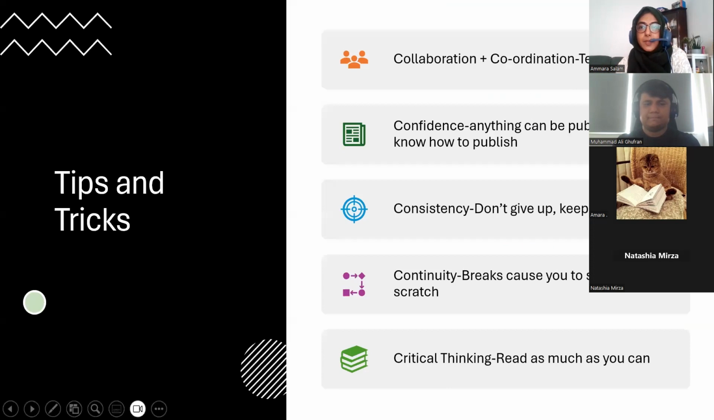Okay, there are some tips and tricks, so this is very helpful. First is collaboration and coordination. A lot of things can be done with teamwork. Do not try to do things solo. And I can give you an example.